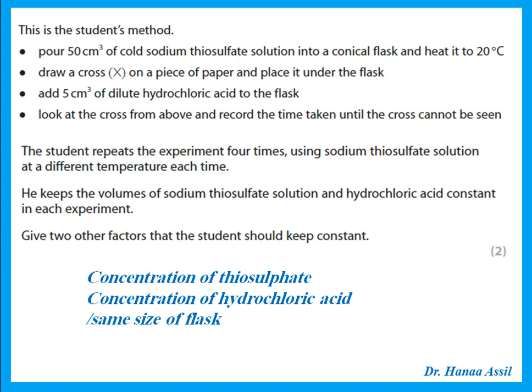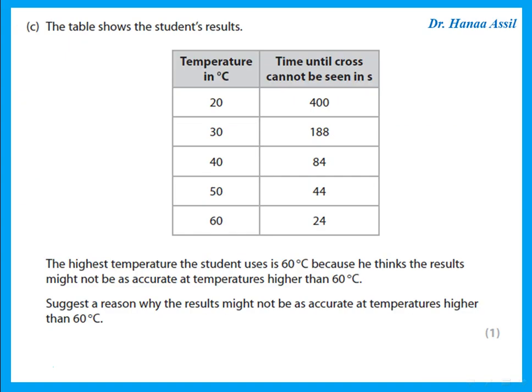Or you could say a third one, if he wants 3 of them in this kind of experiment, you can say that we need to use the same size of flask, because if I use a bigger flask, then I will need more time for everything to be so cloudy that I cannot see the X. So when I'm comparing the experiments, I need to use the same size of flask and same concentration of each of the solutions. The table shows the student's results.